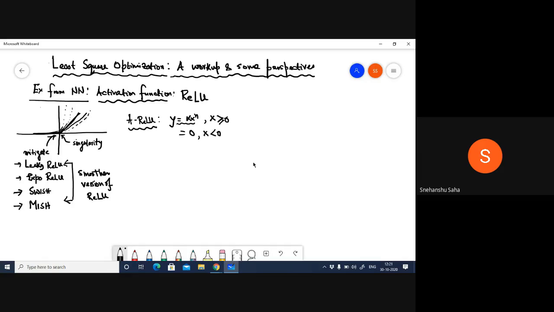So in order to replicate the good properties of ReLU, what we are looking at is to minimize the distance between them over all values of X. It turns out this is an optimization problem.